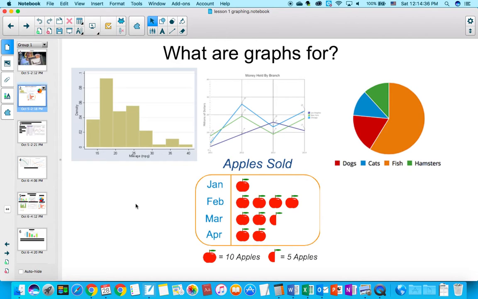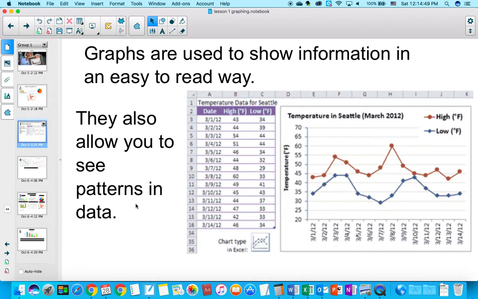So what do these graphs give us? What information do they give us that raw data wouldn't, or that would be more difficult to get out of raw data? Well, graphs show information in an easy to read way.